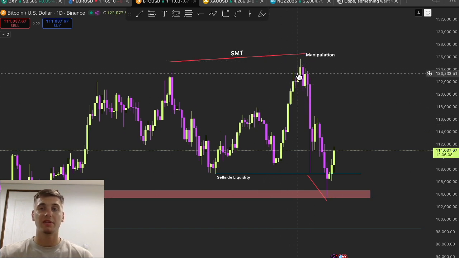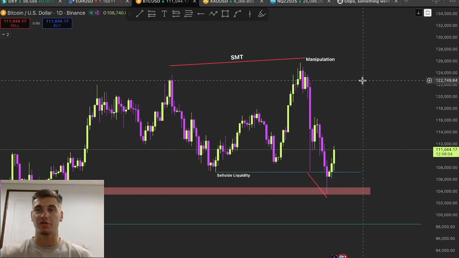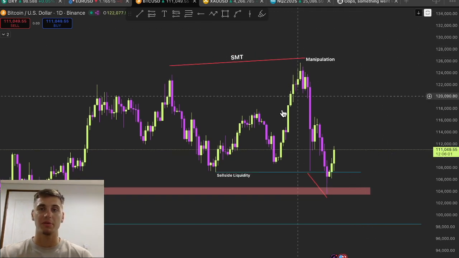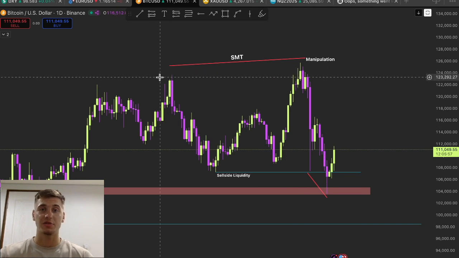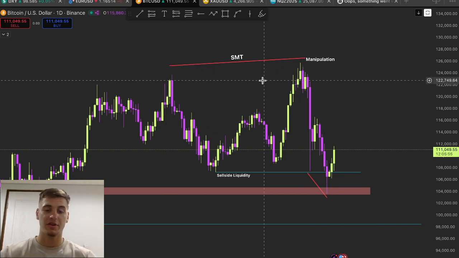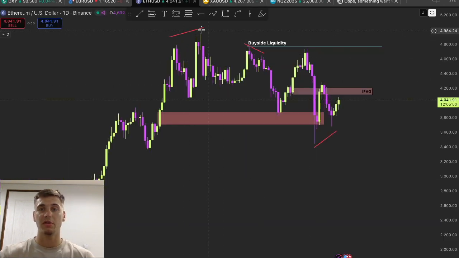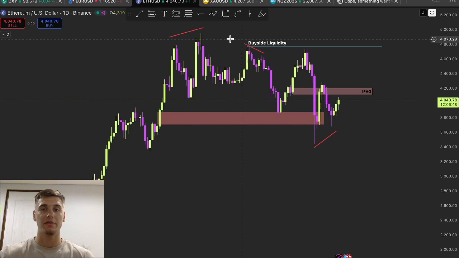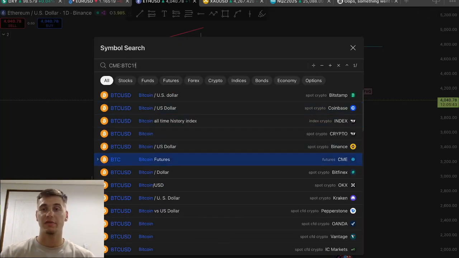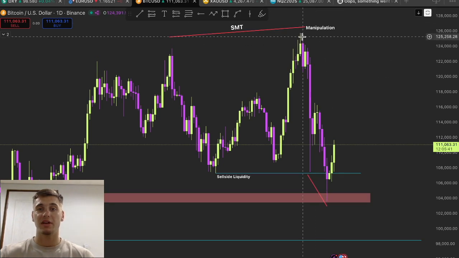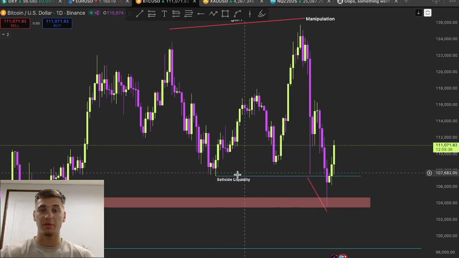We manipulated higher, all people FOMO'd in, thought Bitcoin is gonna go to 150k, it's going up. This was all manipulation. Created a SMT here at the highs, because if you see here, we have the higher high here on Bitcoin. If you move over to Ethereum, we have the lower high if we compare the same highs. So there's the SMT, we've had the manipulation. After that, we've been reversing lower, and we took the sell side out below here.